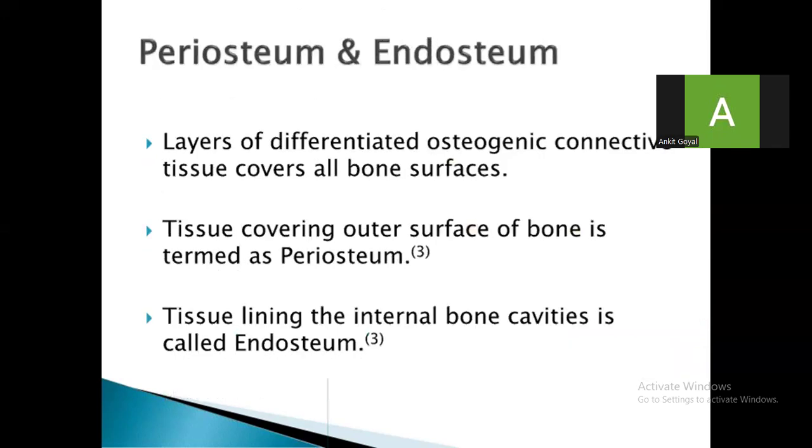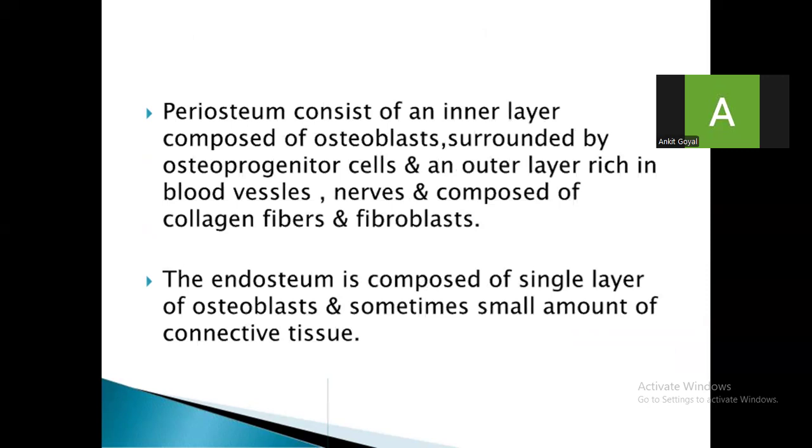Periosteum and endosteum. Layers of differentiated osteogenic connective tissue cover all bone surfaces. The tissue covering the outer surface of bone is termed the periosteum, and the tissue lining the internal bone cavities is called the endosteum. The periosteum consists of an inner layer composed of osteoblasts surrounded by osteoprogenitor cells, and an outer layer which is rich in blood vessels and nerves and composed of collagen fibers and fibroblasts. The endosteum is composed of a single layer of osteoblasts and sometimes a small amount of connective tissue.